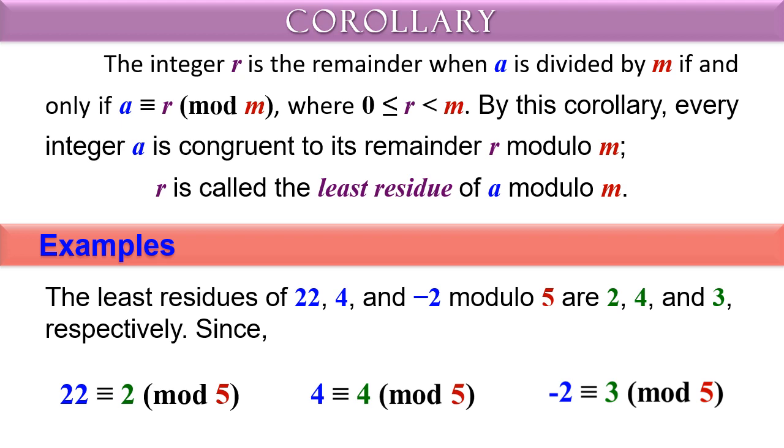Notice that the residues are less than the modulus. Hence, given modulo m, the residue r should always be greater than or equal to 0 but less than m. To discuss this, let's proceed to the next slide.